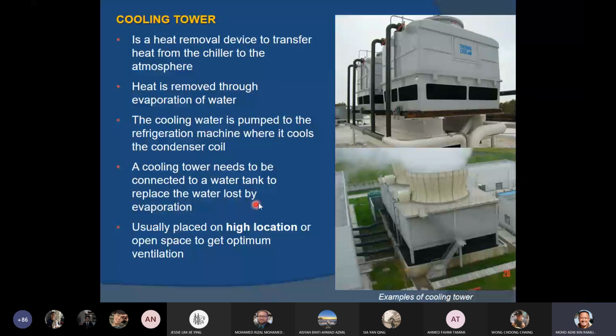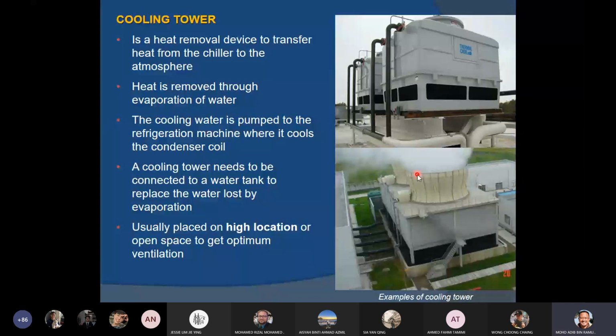A cooling tower needs to be connected to a water tank to replace the water lost by evaporation. In some cases, you can see the water tank located just next to it. I think here you can see the blue colored one. That could probably be the water tank. It is usually placed in a high location or open space to get optimum ventilation.